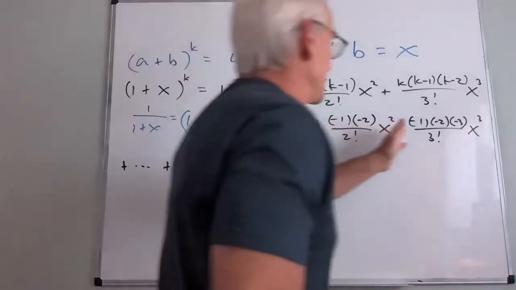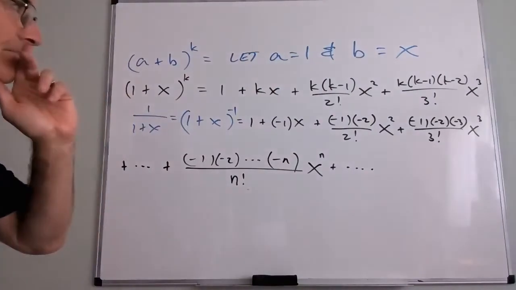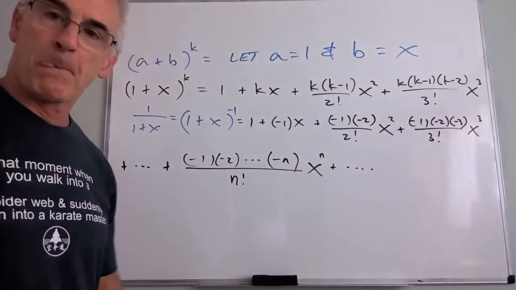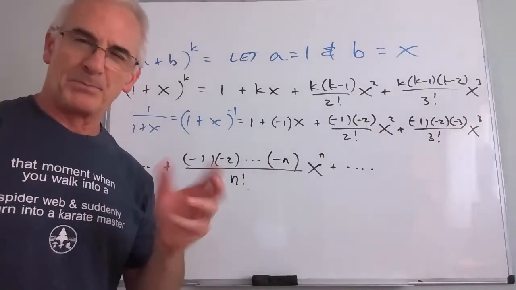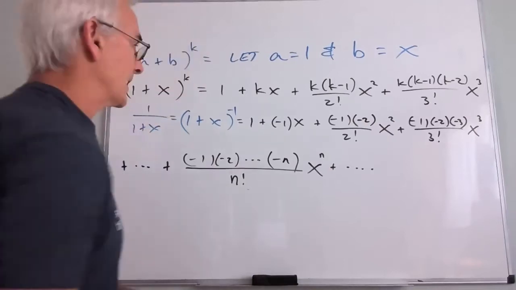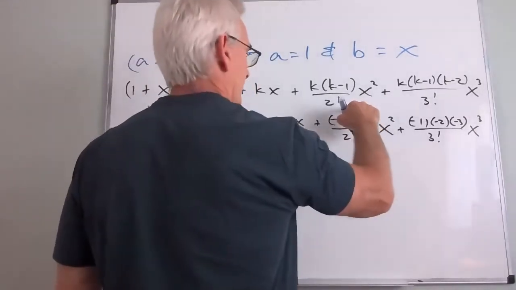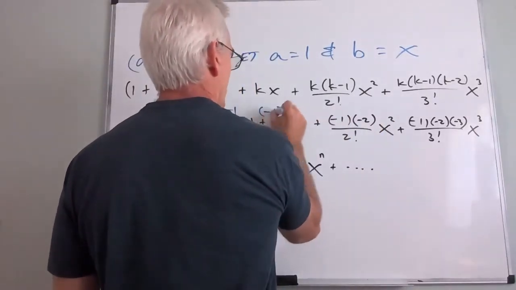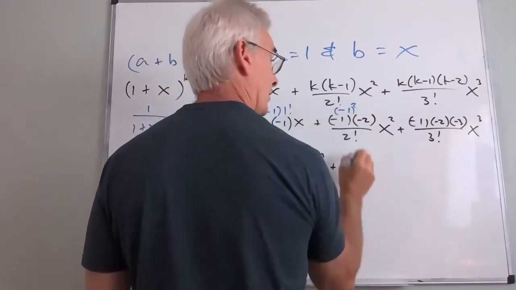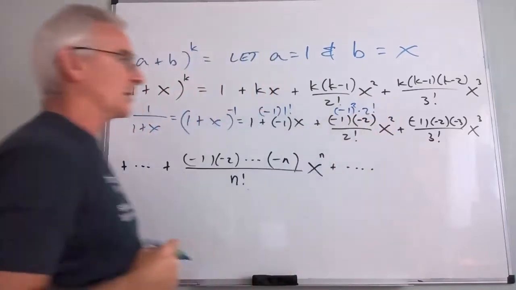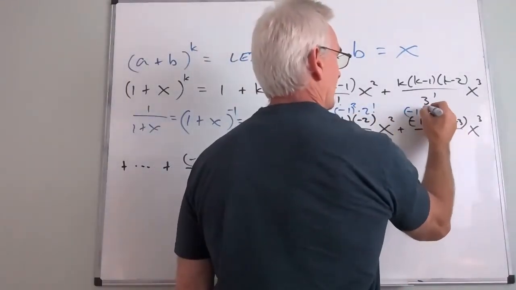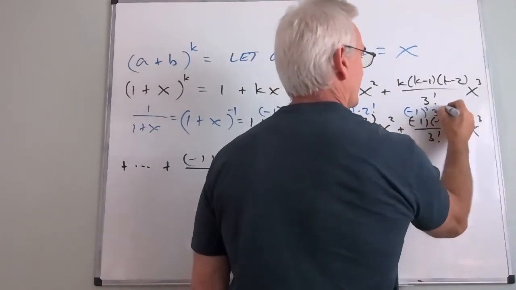I wrote a few terms out because I want to see a pattern. Do you notice your numerators are going to be factorials also? But there's a pesky -1 in there, isn't there? Can I rewrite this guy here? I'm going to write this as -1 times 1 factorial. Can I write this as -1 squared times 2 factorial? Would that be okay? Then what's this one? -1 cubed times 3 factorial.